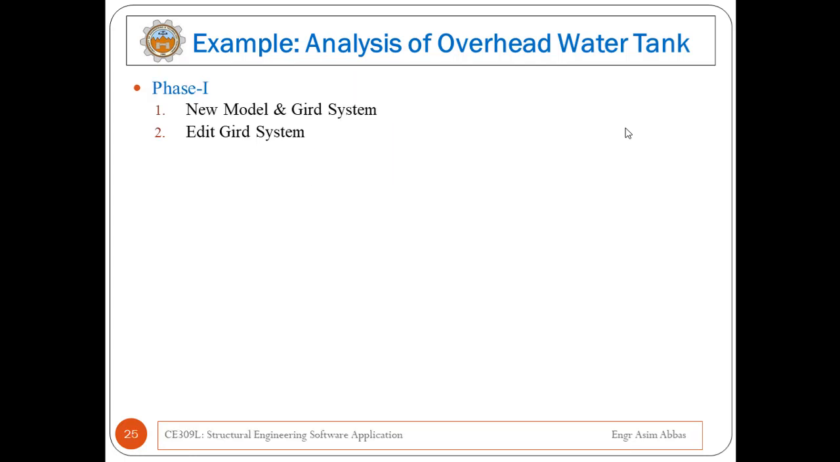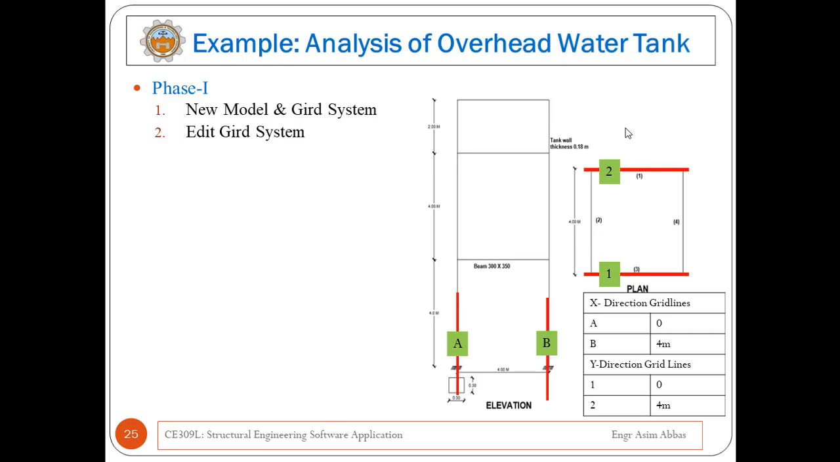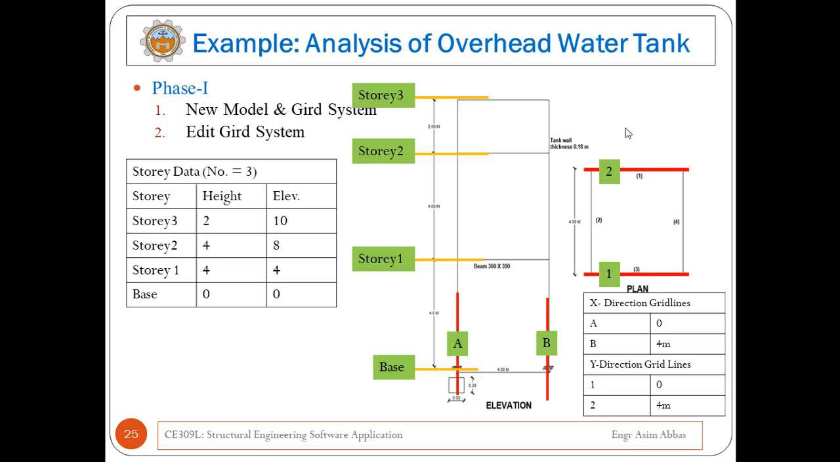First of all, I will create a new model and then create a grid system. So two grid lines are required in the x direction and two grid lines in the y direction, and the spacing will be 4 meters each, right? Then 3 stories are required along the z direction, and it is the story data, right? And the height of each story is given over here along with elevation.